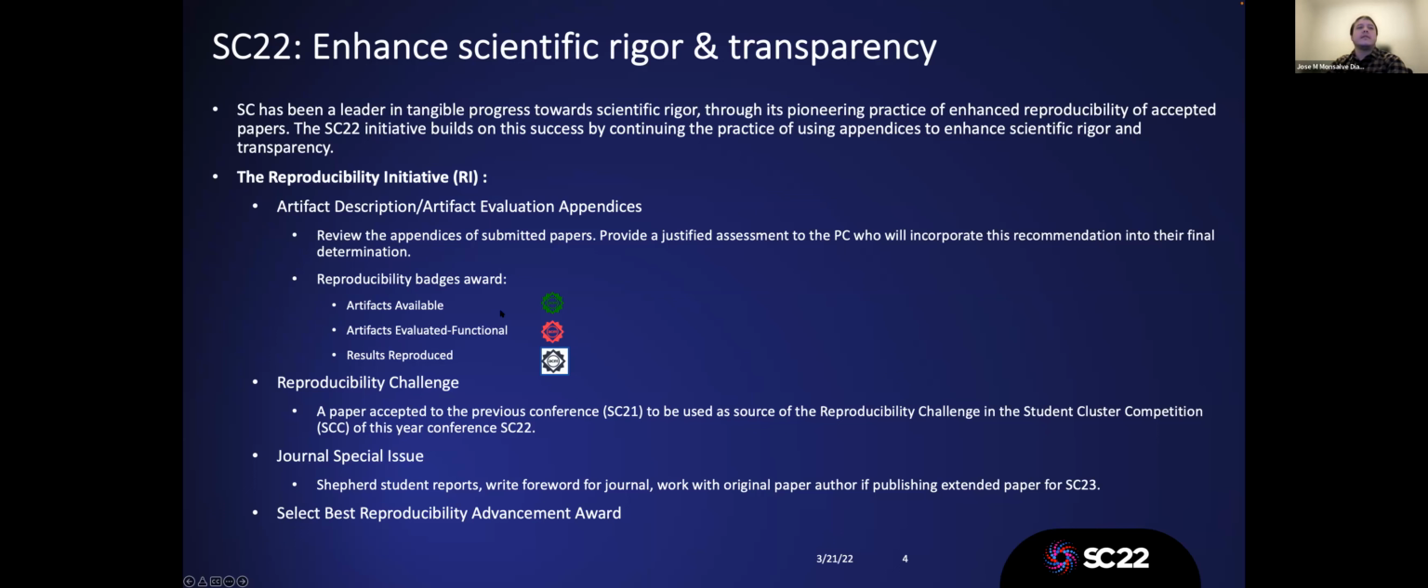The other part is the reproducibility challenge, where we take a paper from a previous year and give it to the student cluster competition for them to reproduce the results. Based on the students' reports, we have a journal special issue activity where we encourage them to collaborate with the authors to publish new papers for next year. This year we also have the Best Reproducibility Advancement Award, based on the artifact description and artifact evaluation, which will get recognition during the conference.